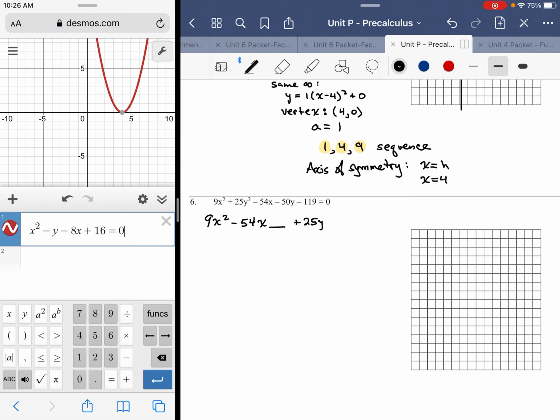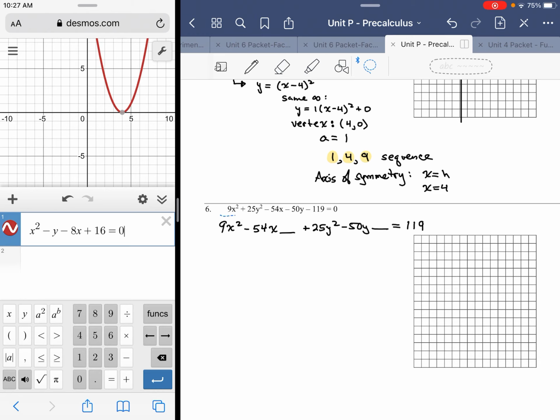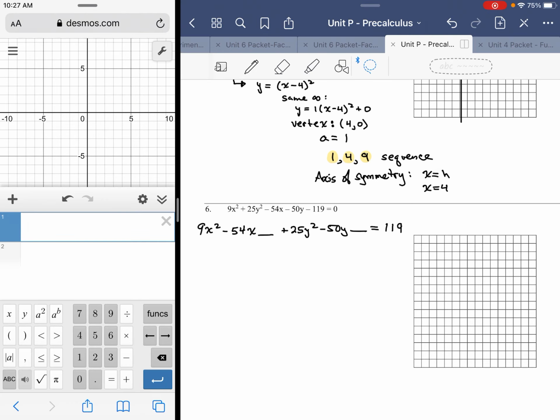All right, so number 6: 9x squared minus 54x, leave a little space to complete the square, plus 25y squared minus 50y, leave a little space to complete the square because we can in this case. We have both terms of the y expression available. It's equal to 119. I'm going to smidge everything over to the left here. We're going to do the b squared over 4a for each part. Sometimes even I don't want to do the computations. So, division symbol, negative 54 squared, that's my b squared, divided by 4a. Well, that part's easy. That should be 36.